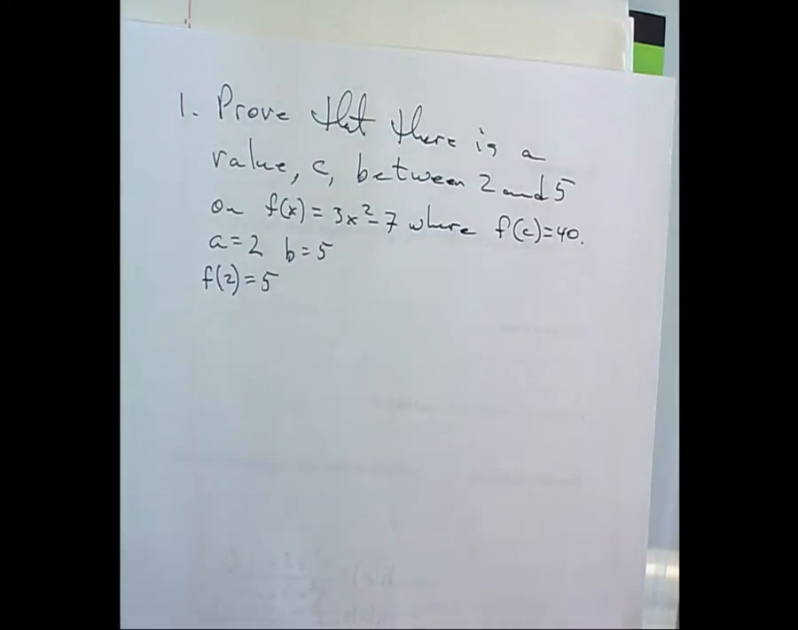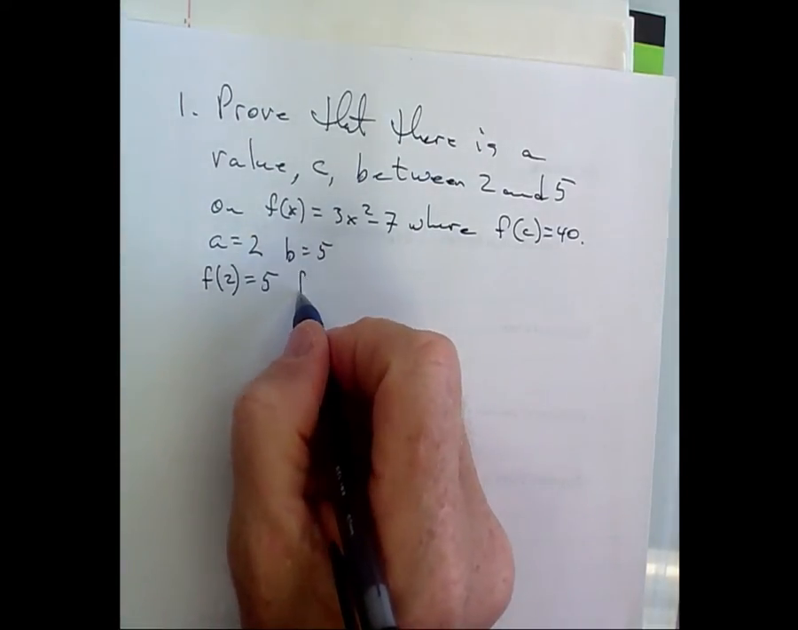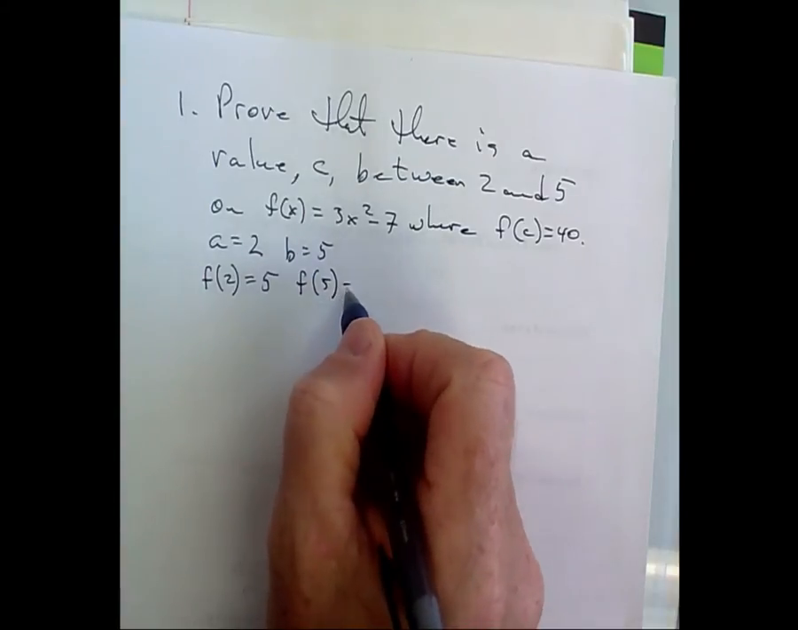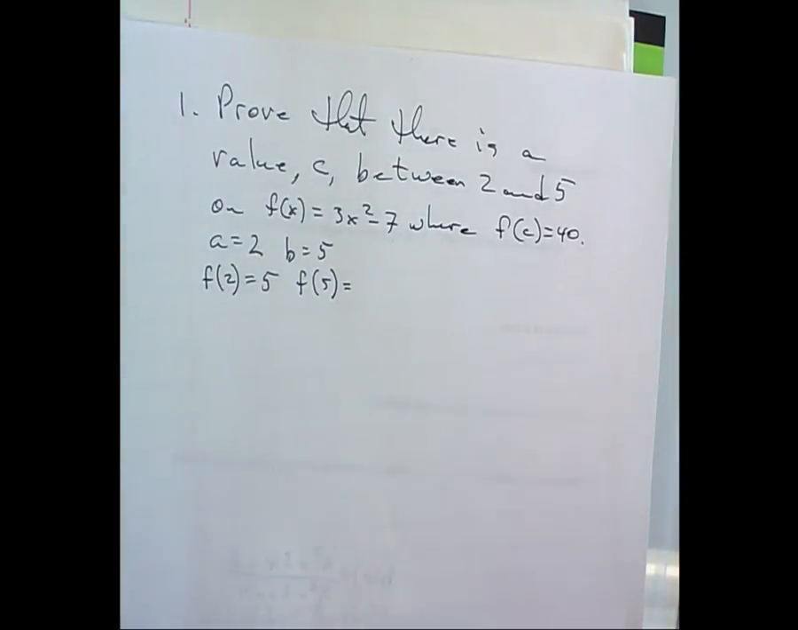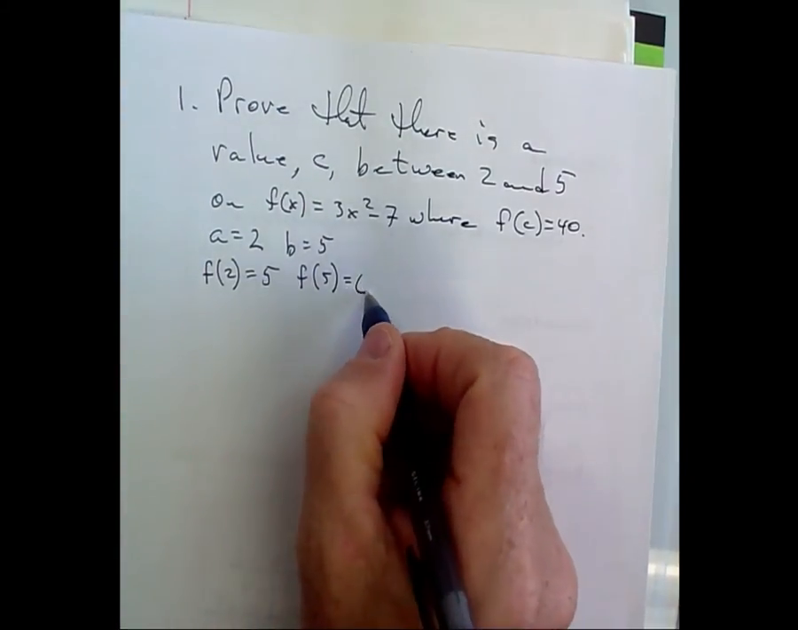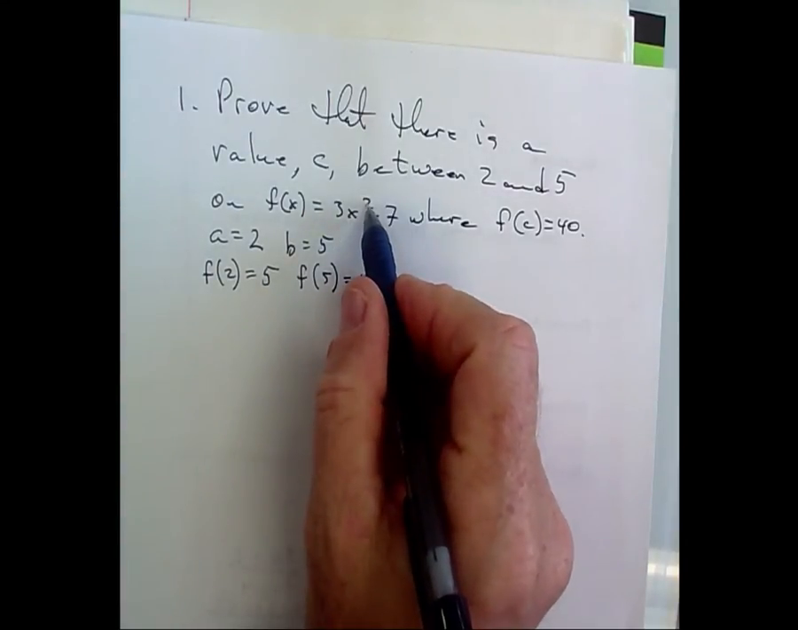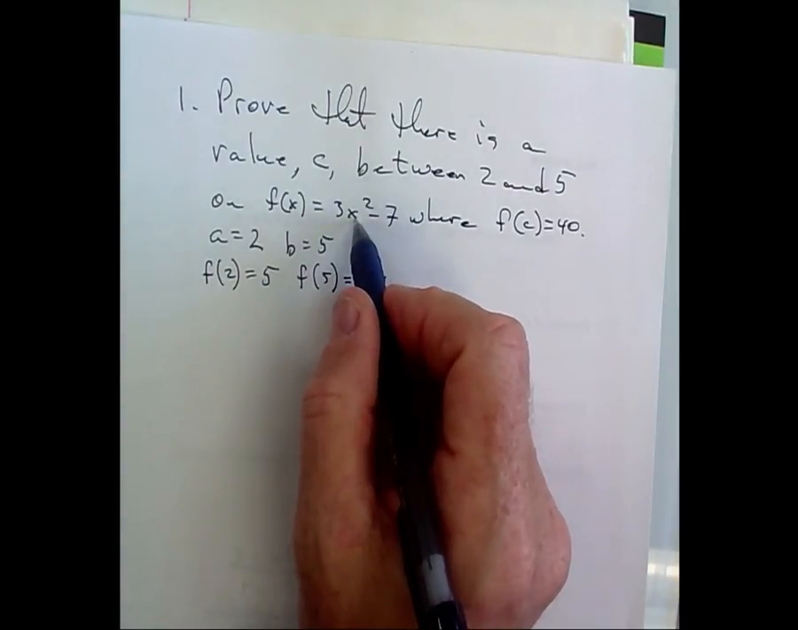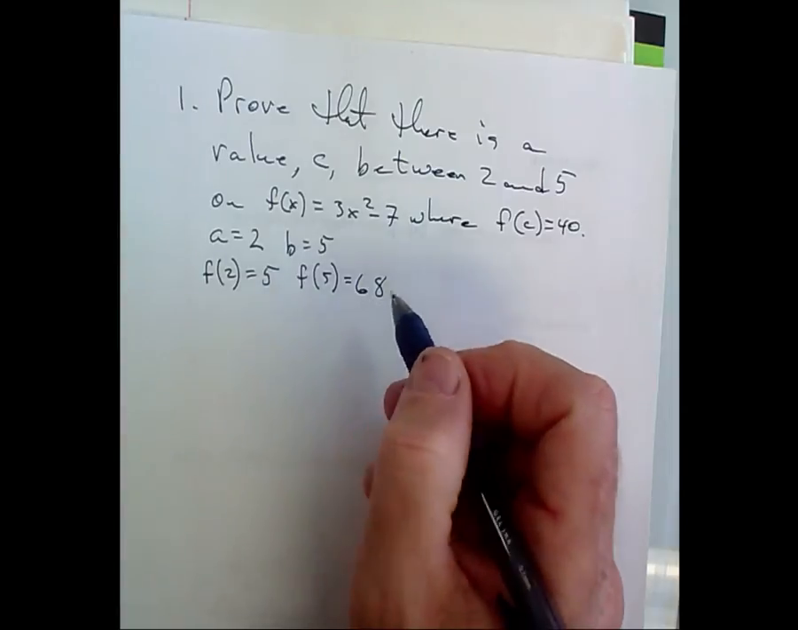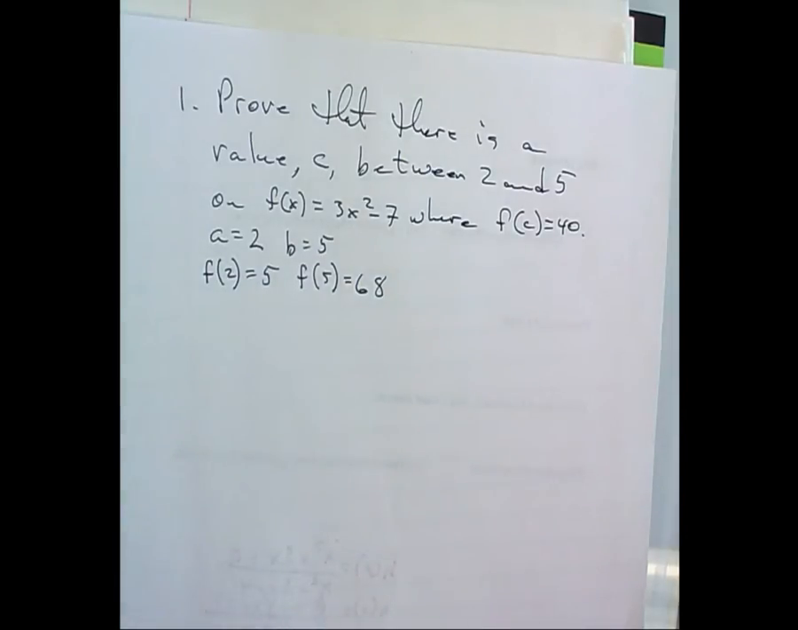What's f of 5? 68 is correct, right? 5 squared is 25, times 3 is 75, take away 7, and I got 68. Alrighty, so we got that done.